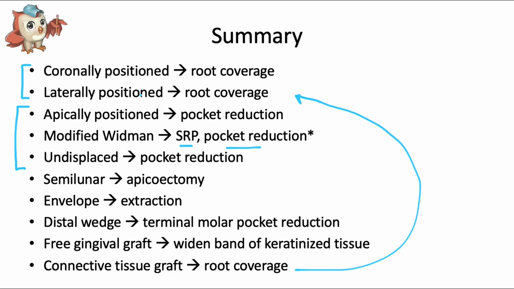The main deciding factor between apically positioned and undisplaced is the width of attached gingiva that you have at your disposal, and whether you can afford to cut some off with an undisplaced flap, or if you need to preserve it with an apically positioned flap. The semilunar flap is for apicoectomies, envelope for extractions, distal wedge for terminal molar pocket reduction, free gingival graft to widen the band of keratinized tissue, and once again, connective tissue graft for root coverage.